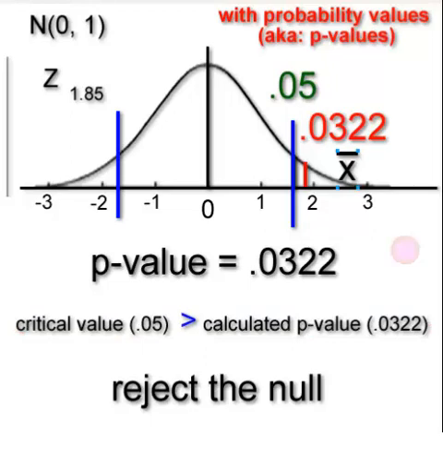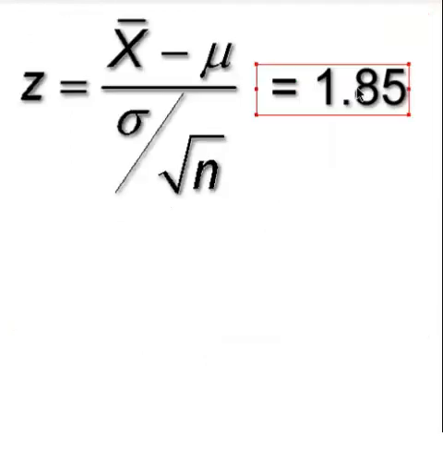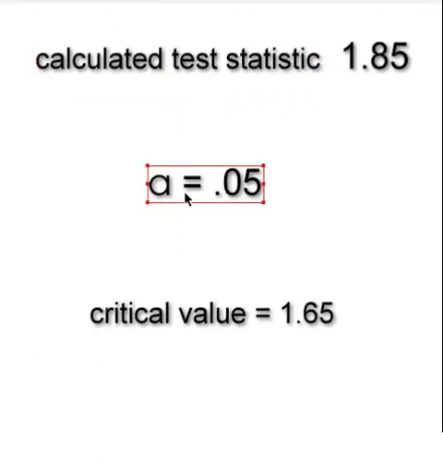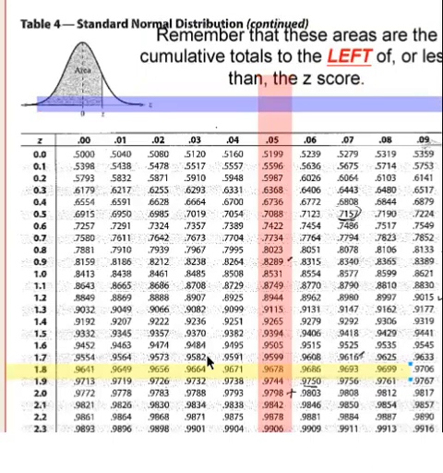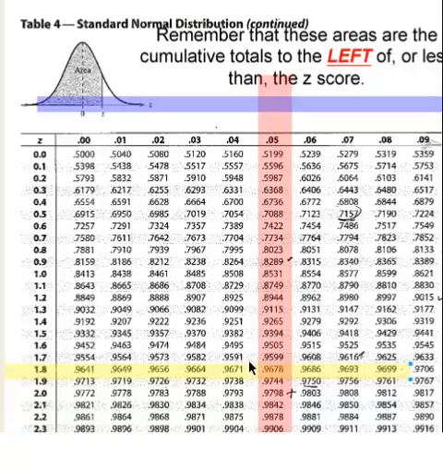Let's go ahead and do that one. We still have a test statistic of 1.85, and our alpha is 0.05. We need to look that up and find a corresponding z-score for that. So 1 minus 0.05, we're looking for 0.95. There's something that's pretty darn close, and it looks like a z-score of 1.65.